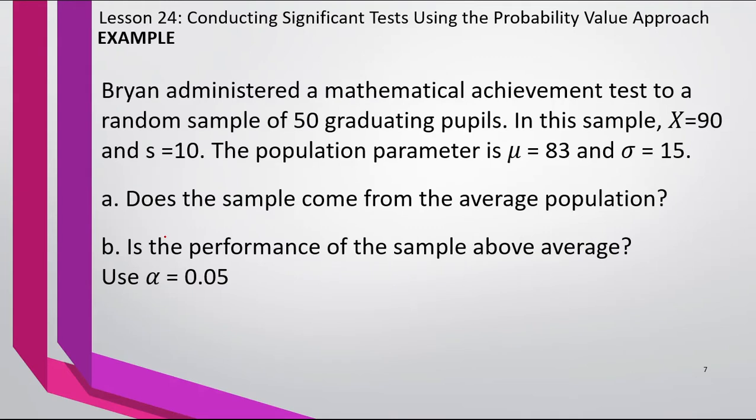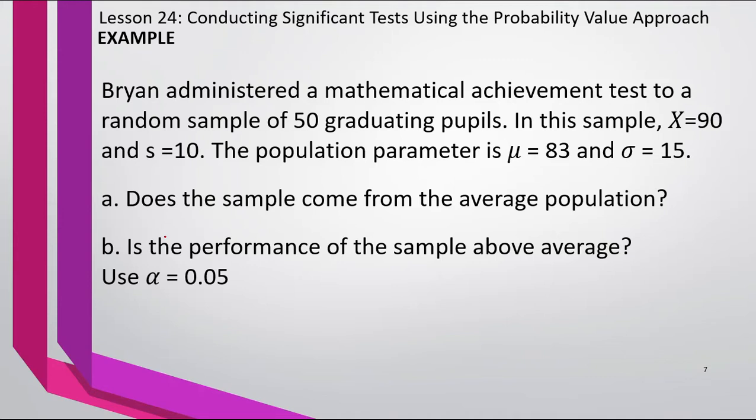Now, let us answer some examples. Brian administered a mathematical achievement test to a random sample of 50 graduating pupils. In this sample, x-bar, the mean, is equal to 90, and the sample standard deviation is equal to 10. The population mean is equal to 83, and the population standard deviation is equal to 15. Unang tanong, does the sample come from the average population? And is the performance of the sample above average? Use alpha equal to 0.05.